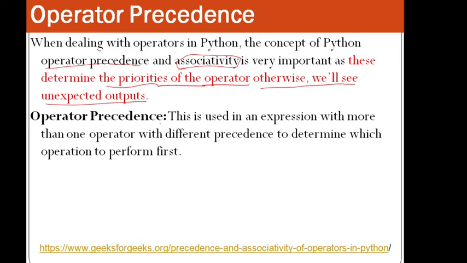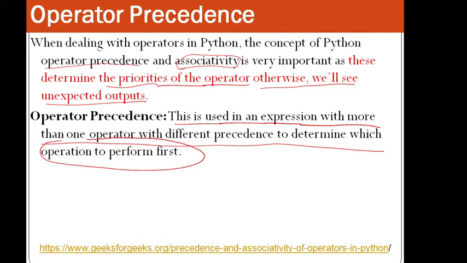So what is operator precedence then? This is used in an expression with more than one operator with a different precedence to determine which operation to perform first. If there is an expression in which there are more than one operator and those operators are of different precedence, how will you choose which operator to be solved first? So this operator precedence will tell you.